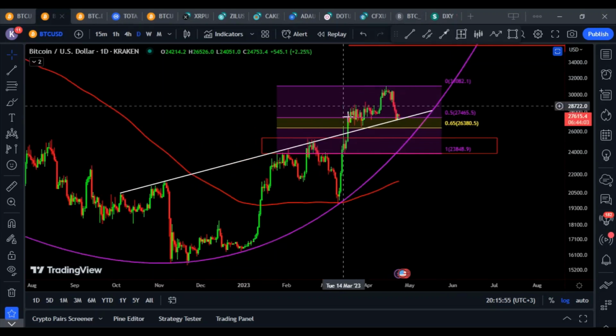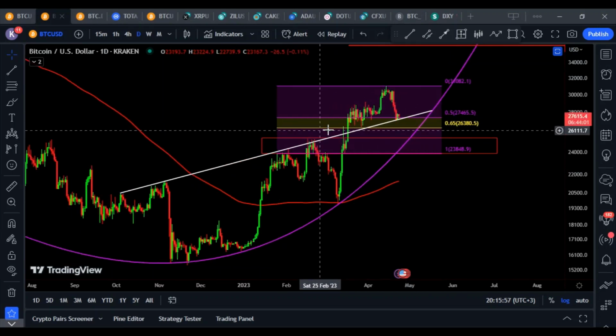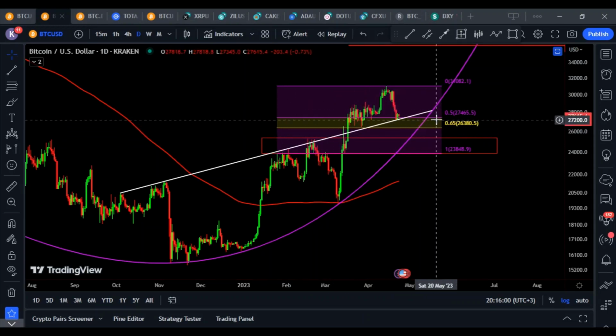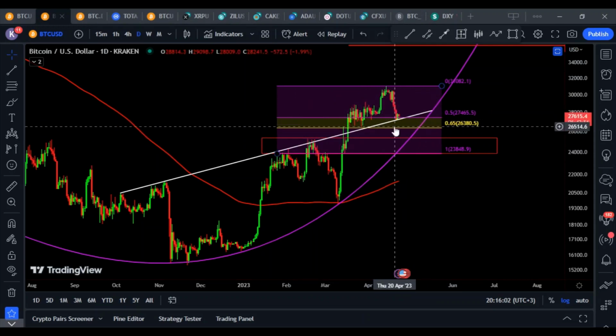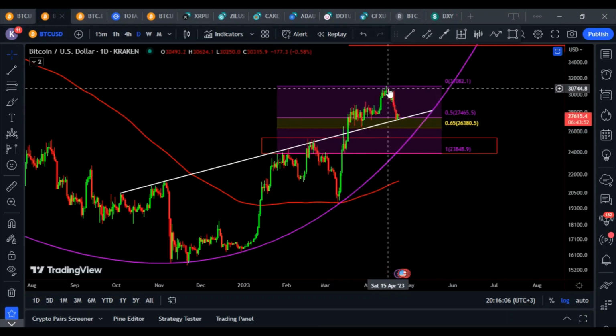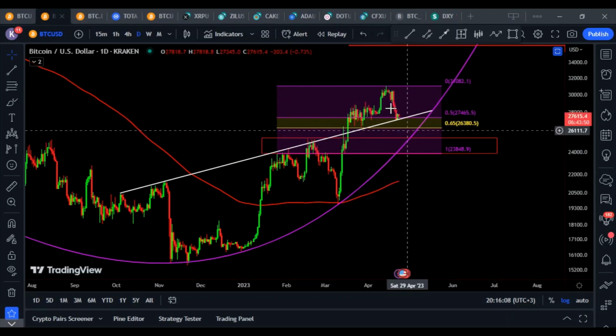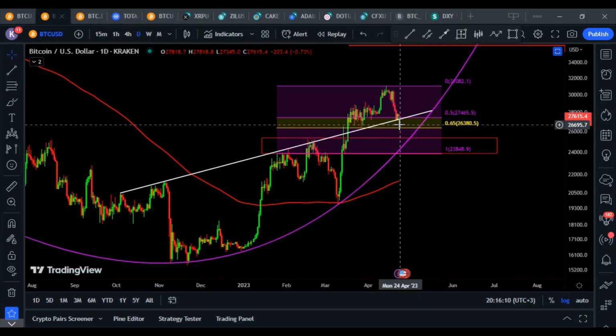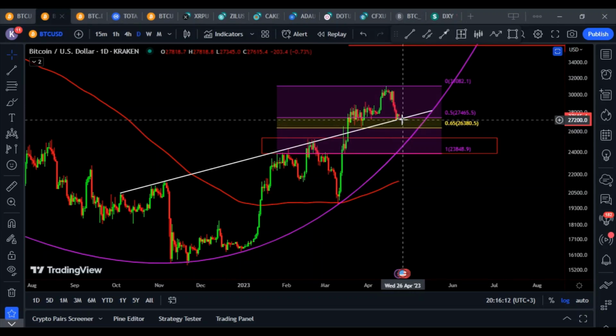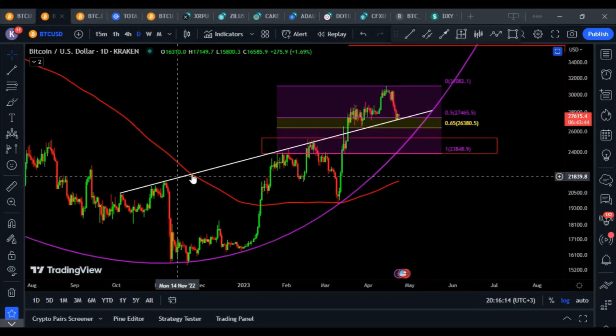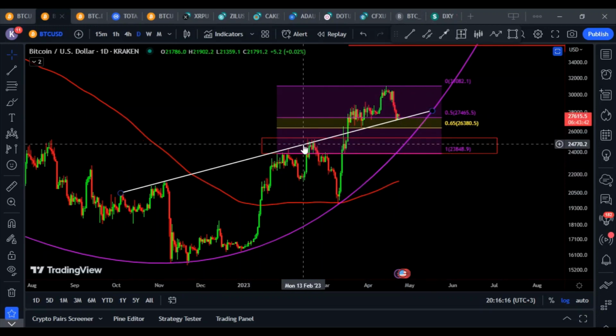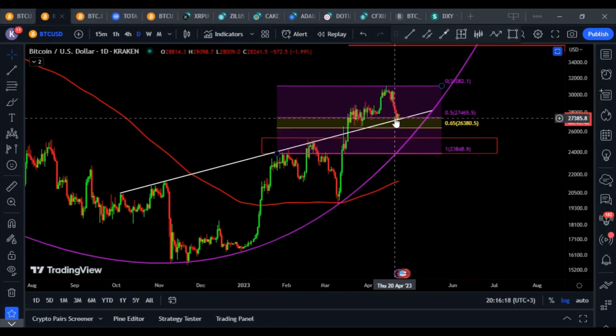So the thing here is that we are supported by this golden zone, which acts as a support anytime we come back from an impulsive move, and that would be the best buying place or position. And then we are supported by this trend line, which is the neck of the inverse head and shoulders, so that is acting as a support.